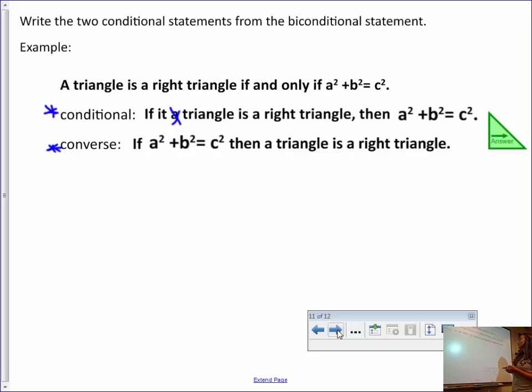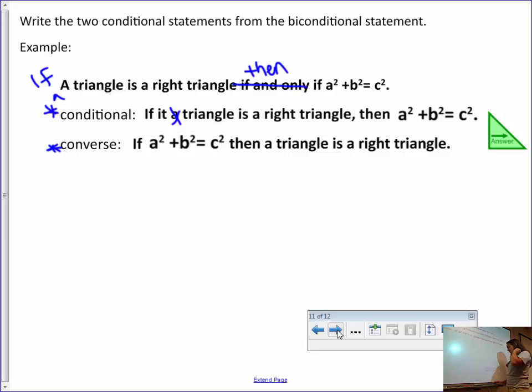All right, and then we're going to flip it. So if a squared plus b squared equals c squared, then a triangle is a right triangle. So that works out. There's our conditional and our converse from our biconditional. Now remember that Miss White told you if and only if replaces the word then. So you can go backwards and put then back where if and only if is and put your if in front. There you go. Little handy dandy tip.